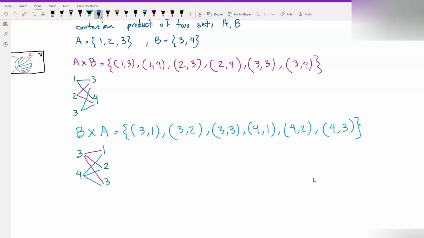Now let's compare these two sets. I said, since we have ordered pairs, that means order matters. 1, 3 is not equal to 3, 1. Now, comparing these two sets, do we have exactly the same ordered pairs? We don't. Because for A multiplied by B, we have 1, 3, but for B multiplied by A it is 3, 1. Here we have 1, 4, but here it is 4, 1. These are not the same because order matters. In this case, A multiplied by B is not equal to B multiplied by A.